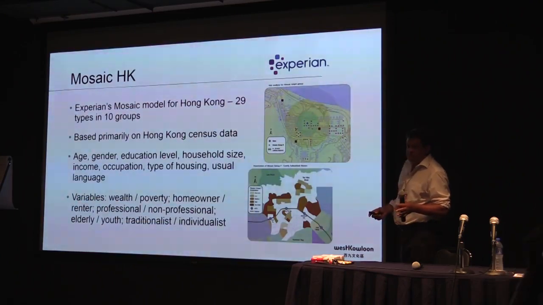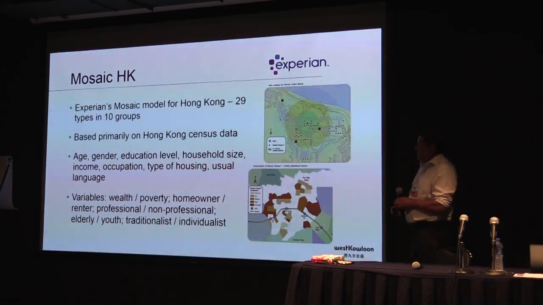Just so everyone knows, because again, we're here, there is actually a Mosaic for Hong Kong. It does exist. The difficult thing is it has none of the data that makes the one in the UK really, really work. It's based on census data. It doesn't really have any other data added to it. So it's not particularly resource strong. The other thing is Mosaic is a geographically based model. It's based on postcode sectors in the UK. In Hong Kong, you don't have postcodes. So it's not really applicable very well. It divides Hong Kong into 29 types in 10 groups.